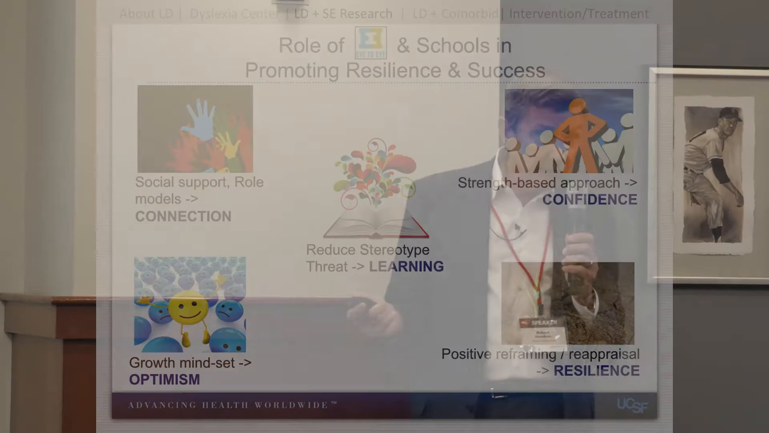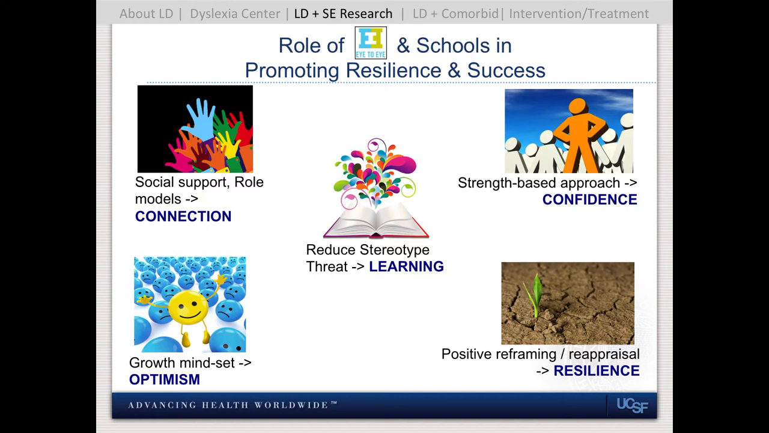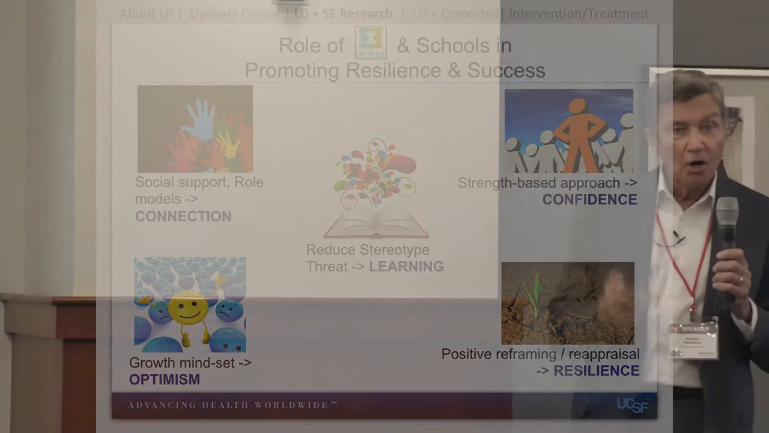So the other part is thinking about promoting resilience and success, again from a socio-emotional point of view. She looks at social support in the way that it leads to connection, and the strength-based approach, praising people's strengths, leading to their confidence, and reducing stereotype threat: oh, I have a learning disorder, I'm not going to do well, oh, I have trouble with this or that. There's a way of reframing it, and I think many of the schools that are highly successful, like Armstrong and Sandhill, use that reframing approach.